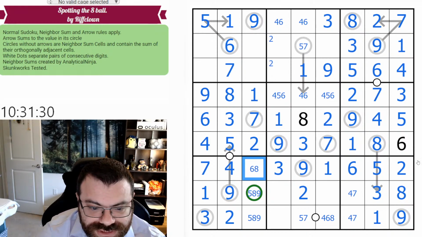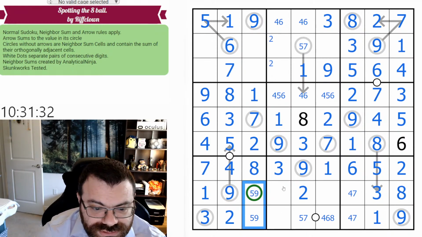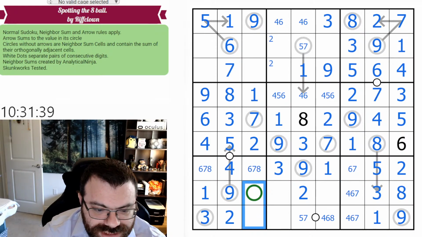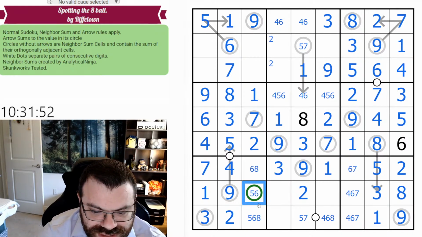This 6 sees over, so that's 8. Oh, that can't be 9, so that's 5 and 9. Wait. No, I completely messed this up. Well, this still can't be 7. The 7 is still placed, but I completely missed this triple. I don't know why I put 9 in there. I need 5, 6, 8 here. That's not 8.